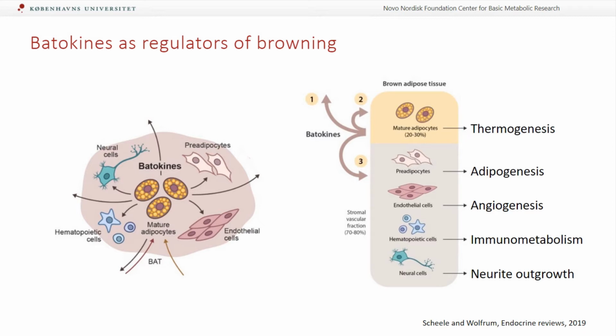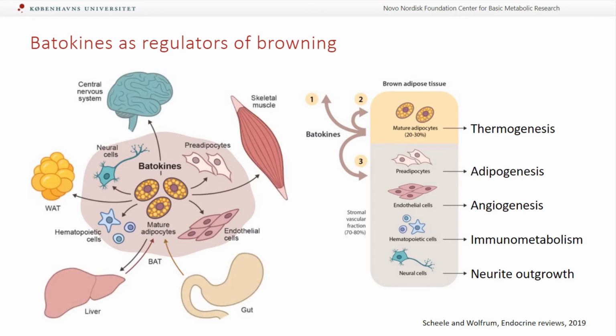And all these different cell types actually have an important role in the brown fat maturation or in the thermogenic maturation, because we need thermogenic differentiation, we need angiogenesis, and we also need an increased innervation of the brown adipose tissue. And there's also some studies showing that the immune cells have an important role in interacting with the thermogenic capacity.